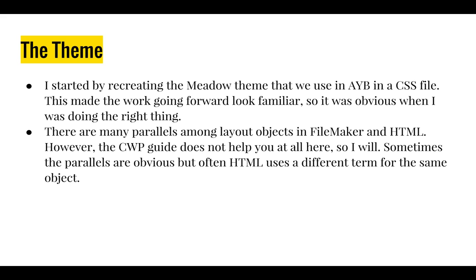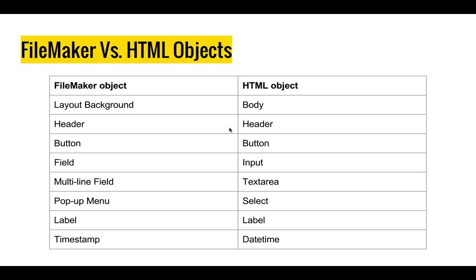And there are a lot of parallels between layout objects in FileMaker and objects in HTML. The custom web publishing guide doesn't really help you at all here. Sometimes the parallels are pretty obvious, but sometimes HTML uses a completely different name for the same thing. So here's some of the parallels. So these are FileMaker objects and HTML objects. The layout background, FileMaker, the most equal object I can find in HTML is the body.